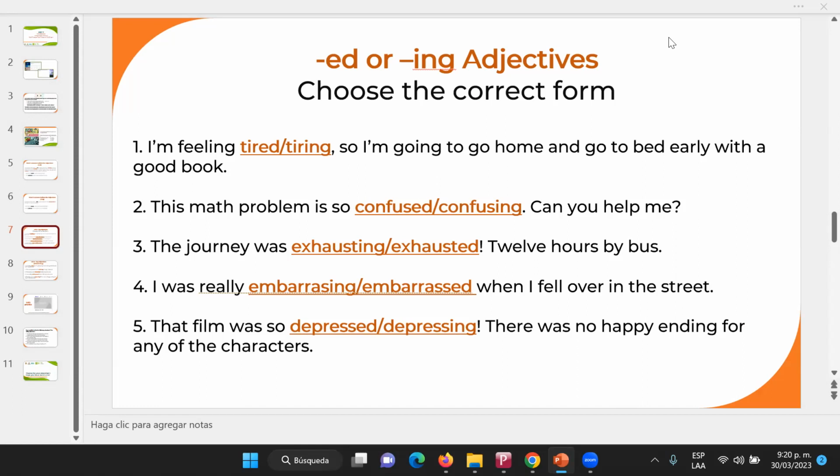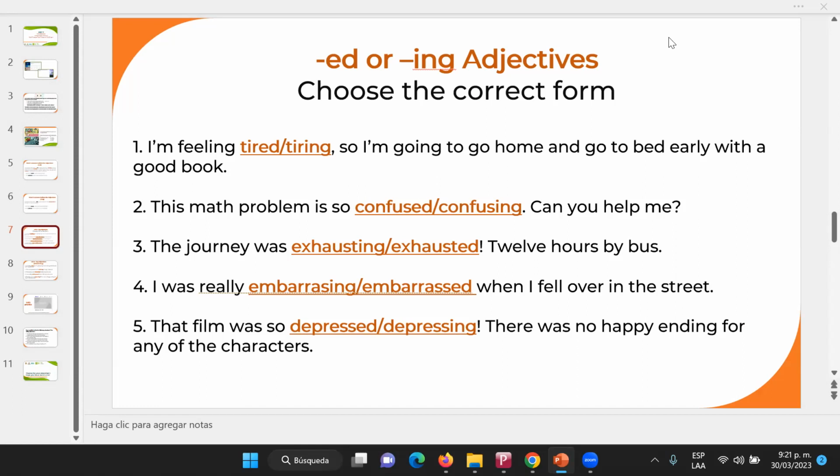Okay, teacher, I'm feeling tired. So I am going to go home and go to bed early with a good book. Very good. Tired. That would be the first one. Very good. William, what about number 2? Okay, teacher. This math problem is so confusing. Can you help me? Absolutely. Excellent. What about number 3, Sylvia? The journey was exhausting, 12 hours by bus. That would be it. Very good.